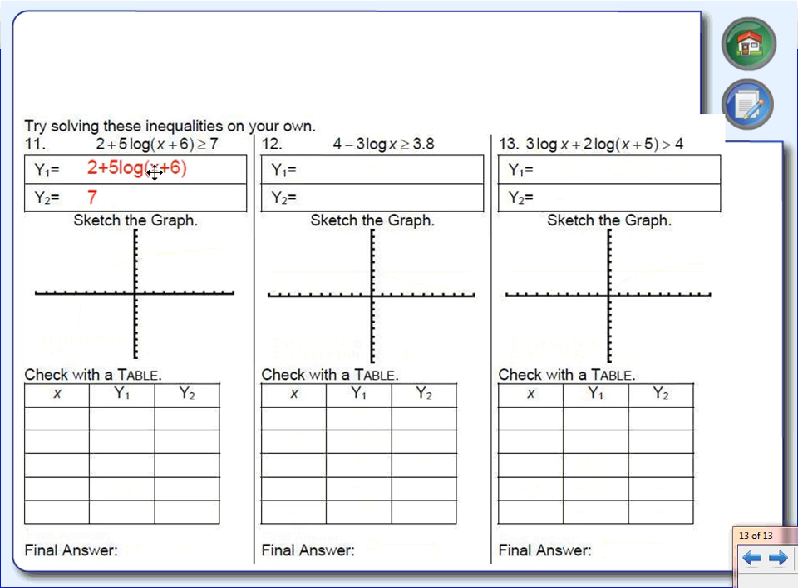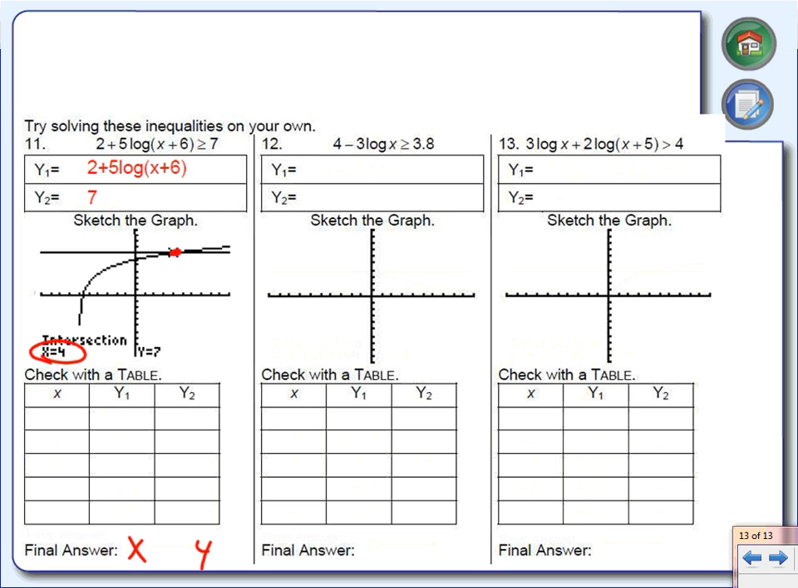All right, we should be getting something that looks like this right here. This is the graph, and that point of intersection occurs at the ordered pair (4, 7). That's our point of intersection. So what we're going to do is find the solution. We've got part of the answer. So down here at the bottom where it says final answer, we're going to write x, and we're going to write 4. That's where they intersect, at 4. That's this point right over here.